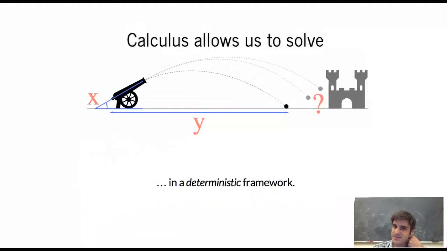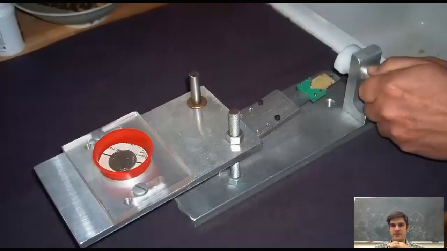But it allows us to do this solution in a deterministic framework. When I say deterministic, I mean that it's the opposite of a probabilistic framework. So what I would say is that this framework has this as its mental model of what the world looks like. So what is this? This is a deterministic coin flipping machine.